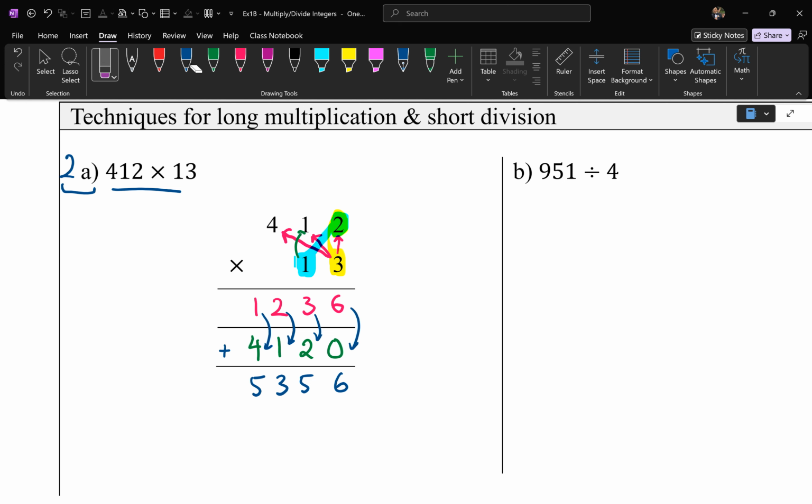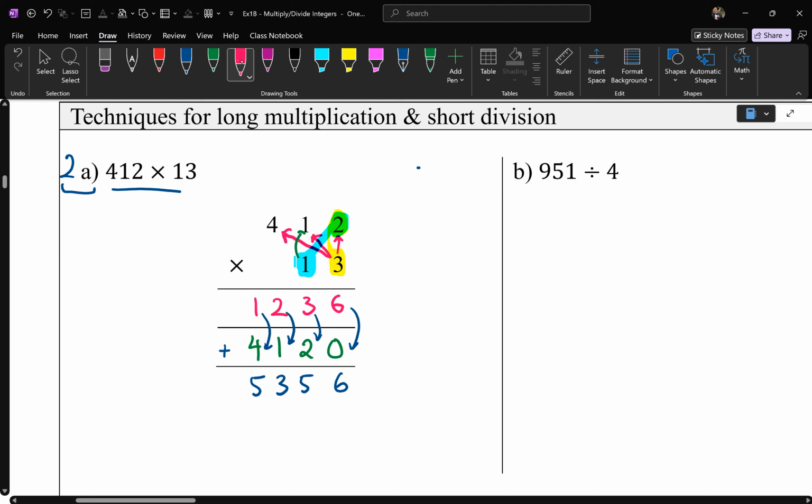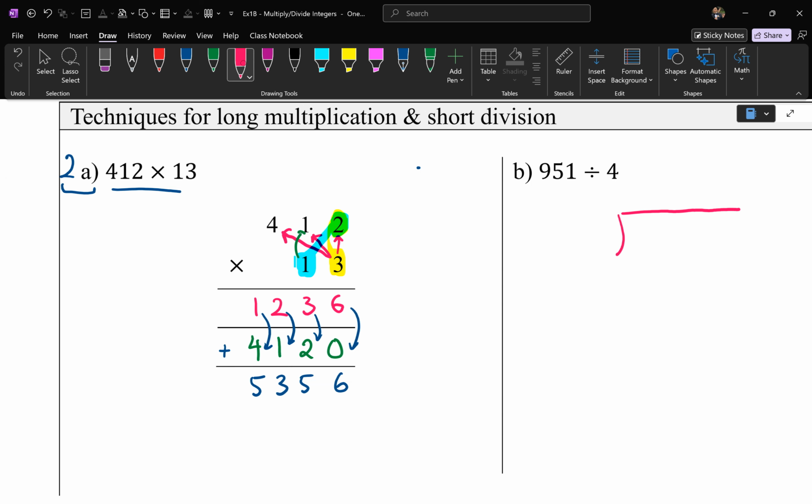Next one, 951 divided by 4. Let's go and do this one now. This is our last example for today. The one in the back, you can have a go at your own pace. I will write the solutions up, but these are the only 2 techniques that you want to learn in this session. Here we go. Short division, 951 divided by 4. The 4 always goes on the outside. Let's take our time.